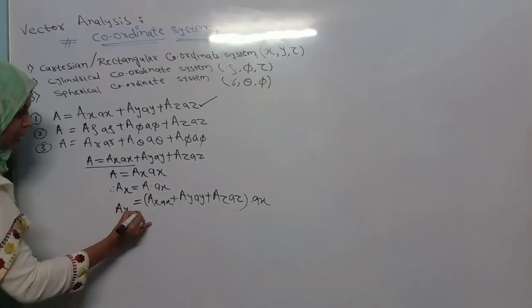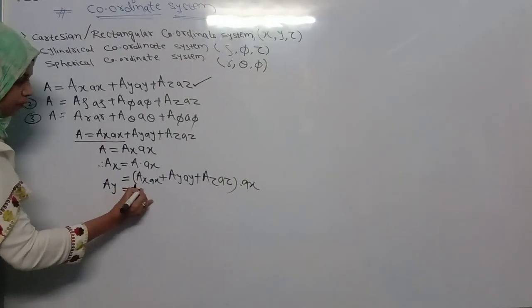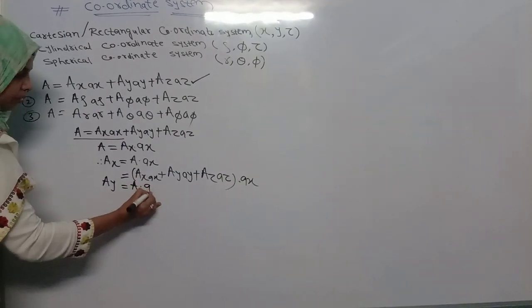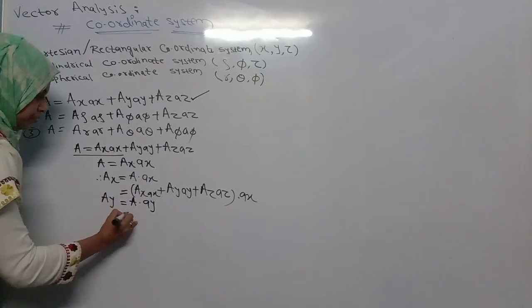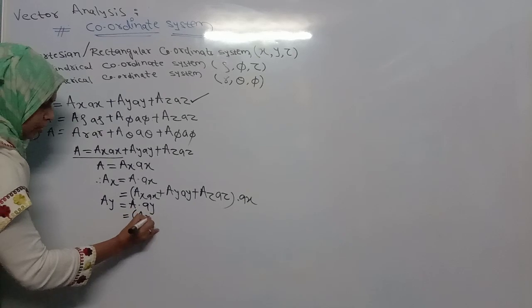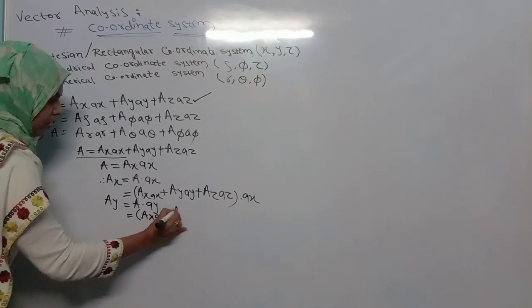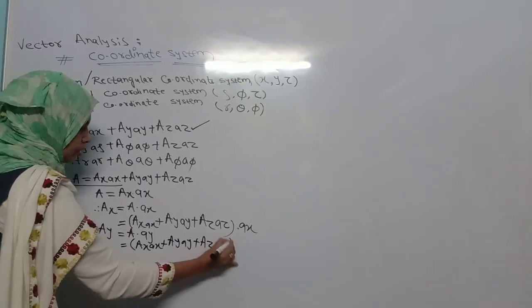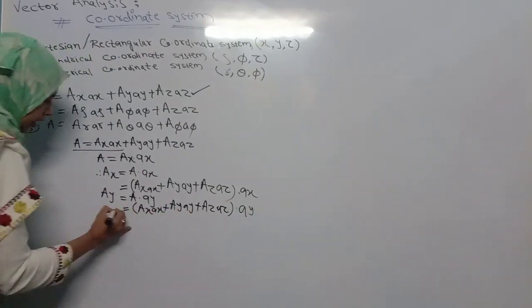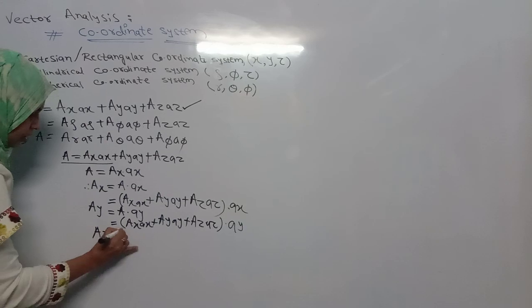If you are interested to calculate the Ay, what will be the case? A will be the vector as it is, but you will multiply with the ay direction. Similarly, the same vector will continue: Ax ax, Ay ay, Az az, but multiplied with ay.